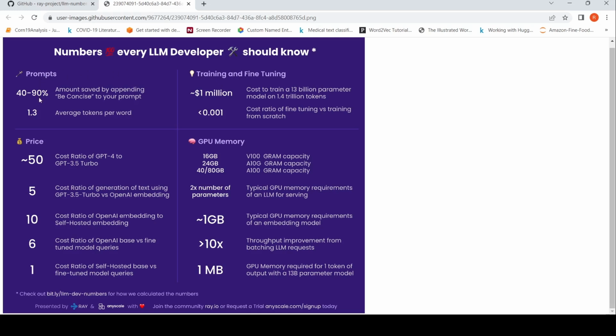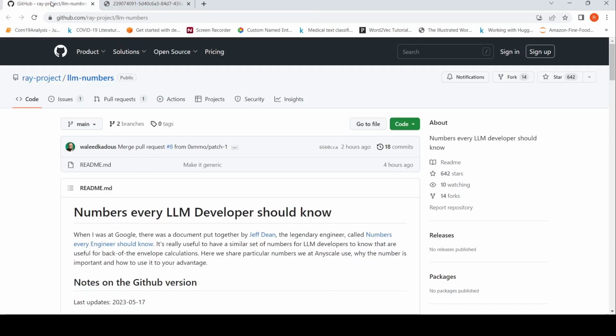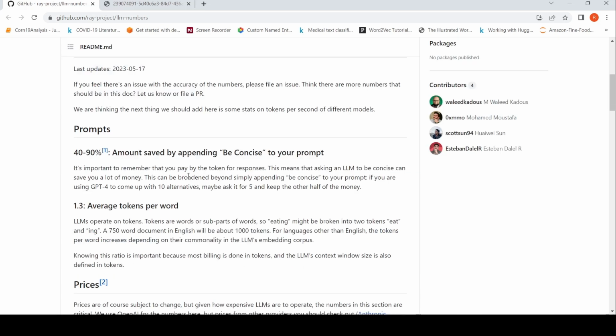They say 40 to 90% can be saved. Basically, cost can be saved by appending "be concise" to your prompt. The idea is that you pay for the tokens generated as part of responses from a large language model. So you can ask the large language model to be concise by adding the words "be concise" to your prompt, thereby reducing the number of tokens generated. In this way you can save up to 40 to 90% of cost.